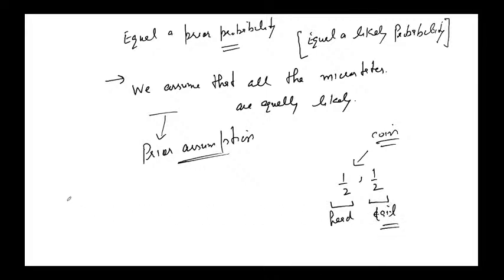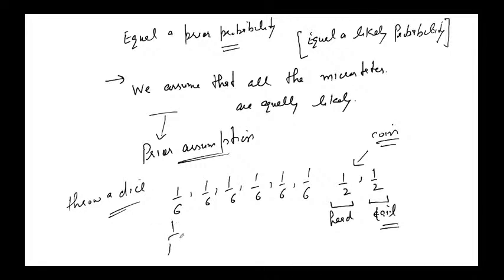Similarly, if you throw a dice, then there is equally likely probability for each face to come. There is equal probability that face 1 will come on the upside, and equal probability that 2 will be on the upside. For each face there is equal probability of 1/6. So they are explained using this equal a priori probability.